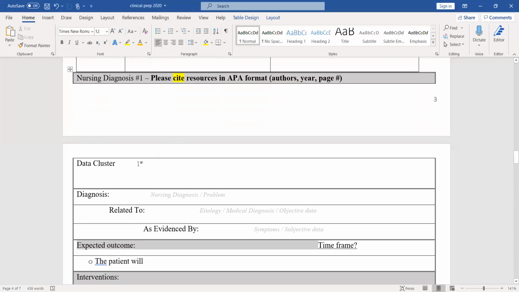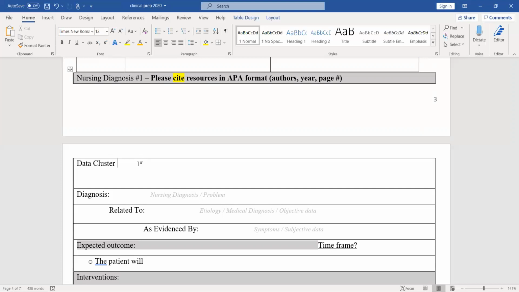So looking at nursing diagnoses, we want to make sure that we're starting at the top, at the data cluster. Think of the data cluster as the piece of paper that you get blank at your exam, and you start dumping all the information that you know about whatever the topics are that you're going to be tested on. So you're going to write everything in this data cluster that you know is going on with your patient.